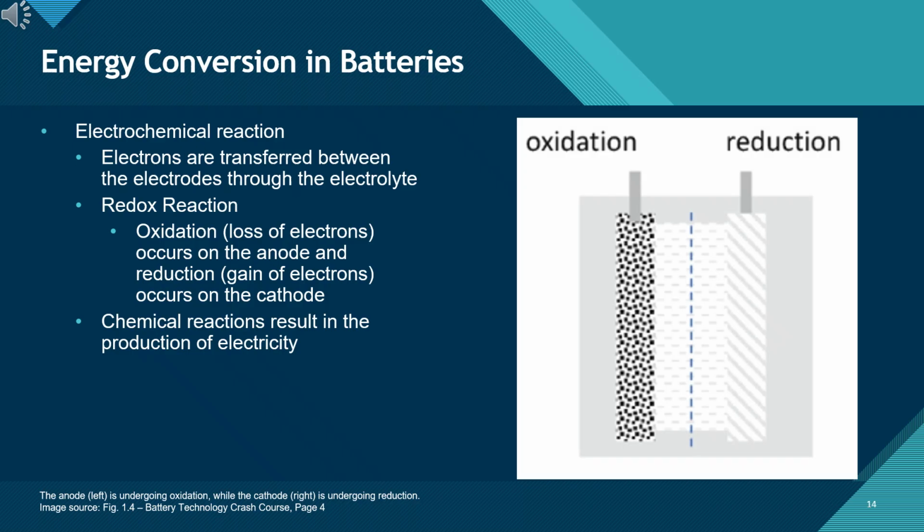Energy conversion in batteries. At the heart of a battery are the electrochemical reactions. Electrons are transferred between the anode and cathode via an external circuit, while ions move through the electrolyte. Here's how it works. At the anode, oxidation happens, the material gives up electrons. Those electrons travel through the external circuit, powering your device. Meanwhile, ions move through the electrolyte to balance the charge. At the cathode, reduction happens, electrons are taken in.